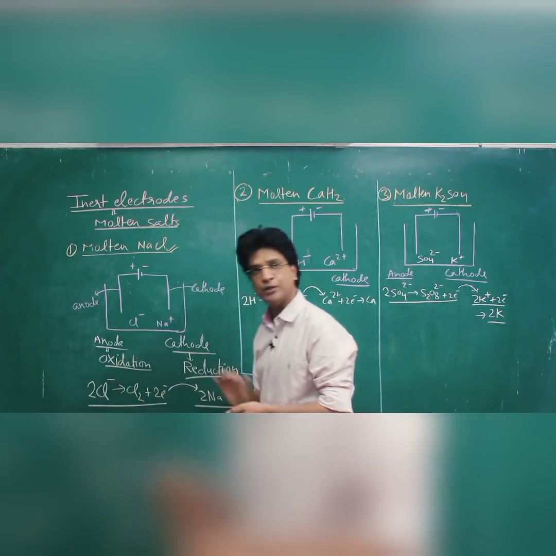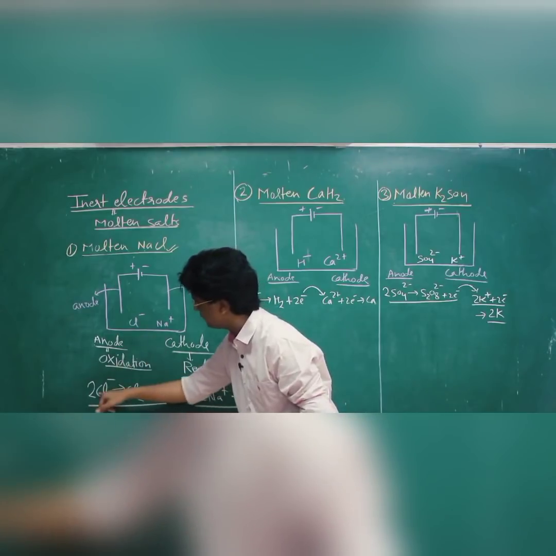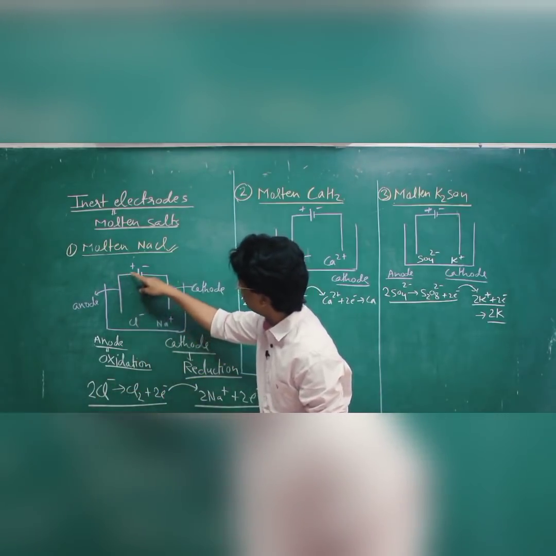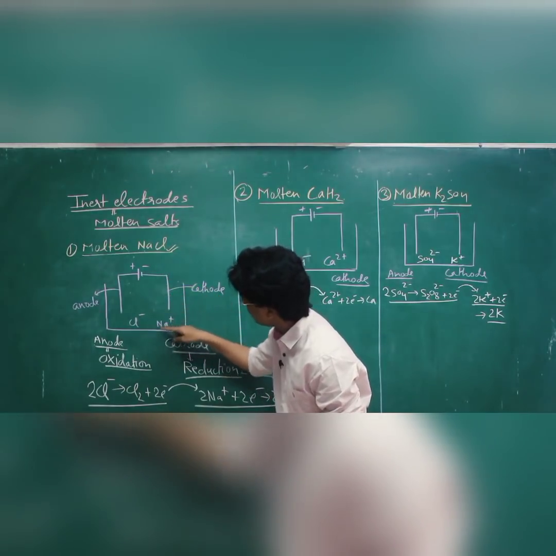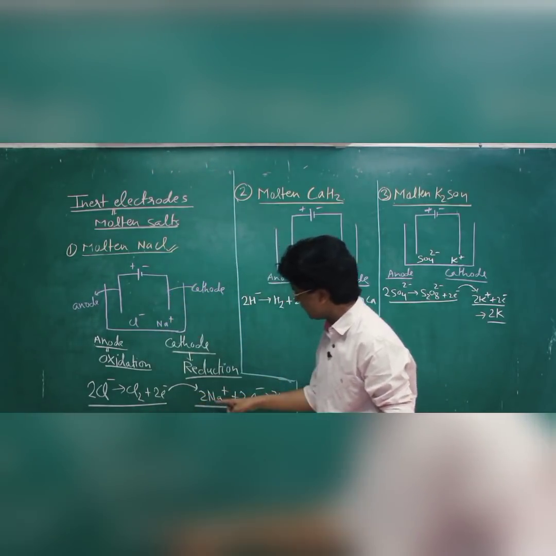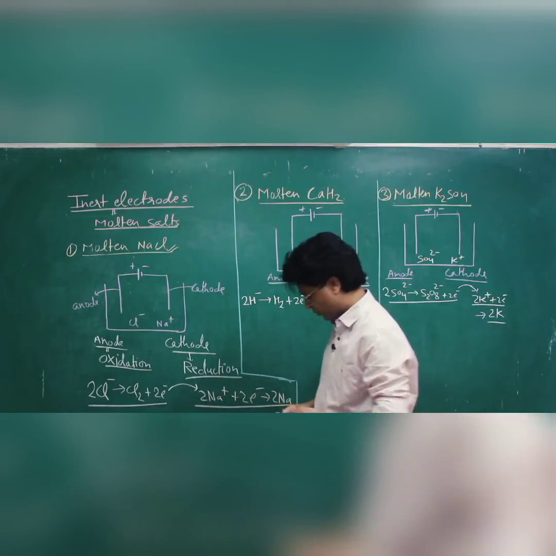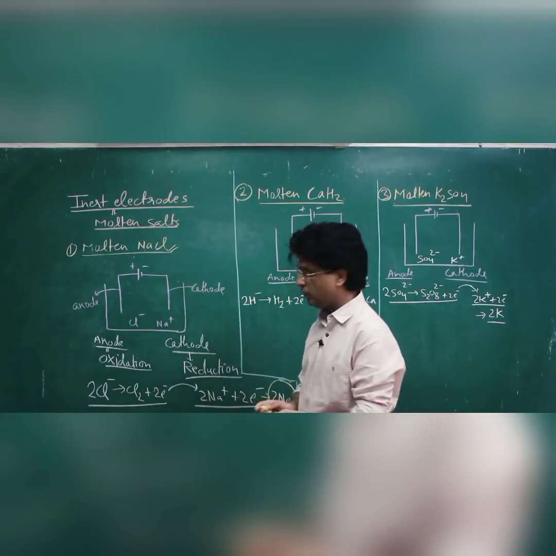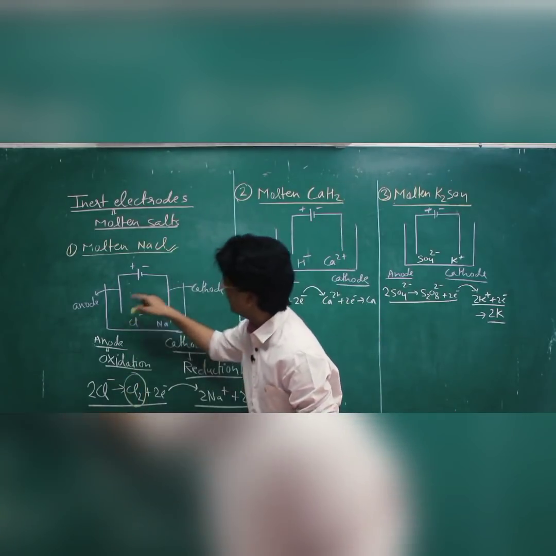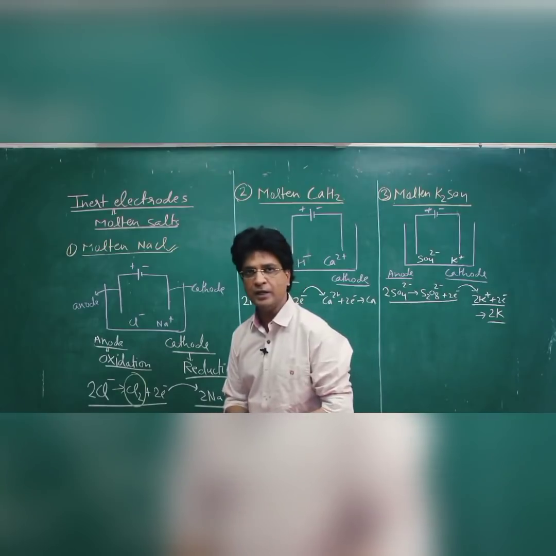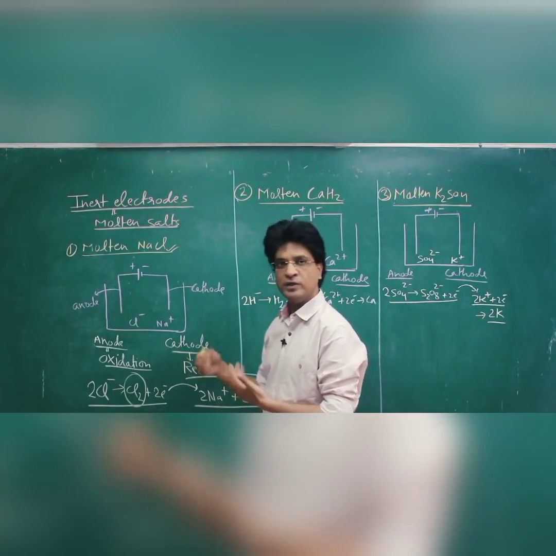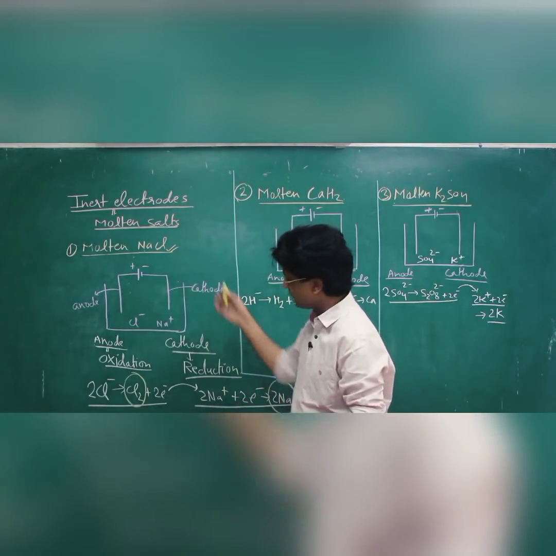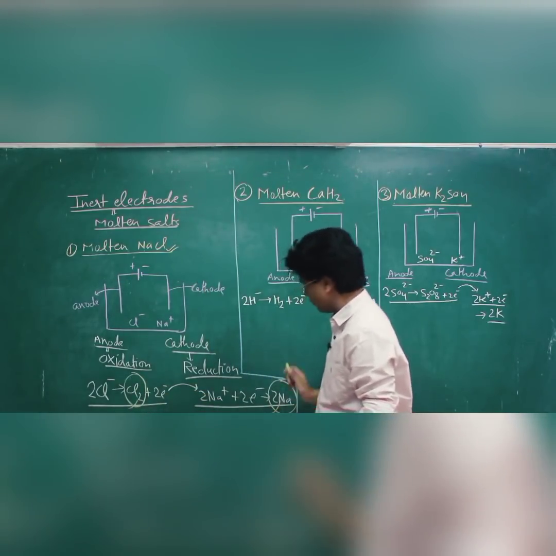Oxidation means losing electrons. So these Cl- ions will lose the electrons. They will lose 2 electrons. These 2 electrons will travel all the way and they will be captured by Na+. So Na+ will accept 2 electrons to become sodium. So in this case, sodium will be deposited at cathode while chlorine gas will be evolved at anode. They ask you question like which gas will be evolved or which element or which particle will be evolved at anode and cathode. So in this case the answers are Cl2 and sodium.